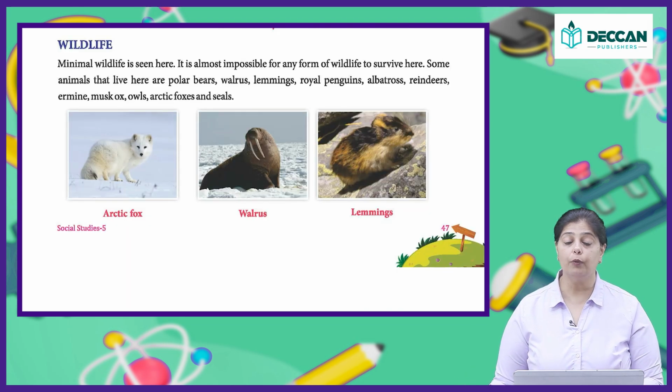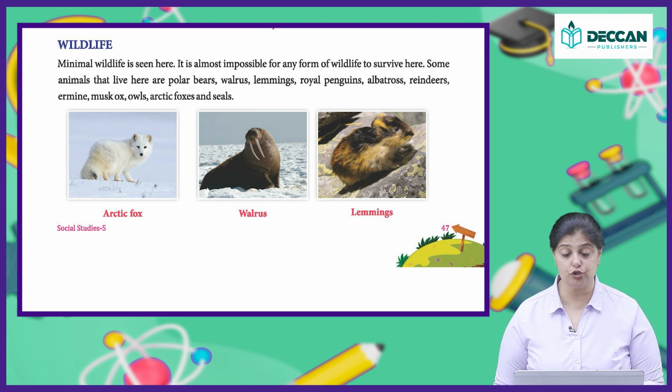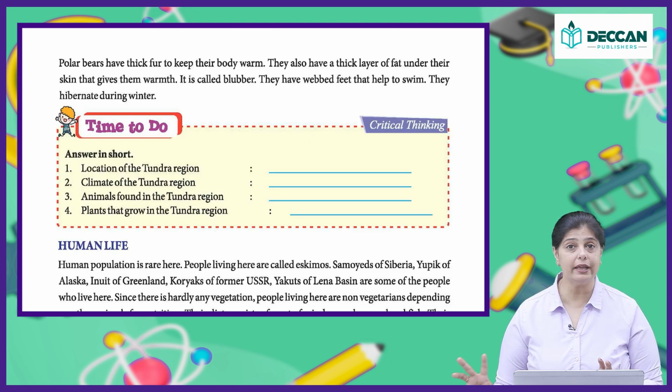All right. Now, what about the wildlife? Minimal wildlife is seen here. It is almost impossible for any form of wildlife to survive here. Some animals that live here are polar bears, walrus, lemmings, royal penguins, albatross, reindeers, ermine, musk ox, owls, Arctic foxes and seals. Now, polar bears, how can they survive?